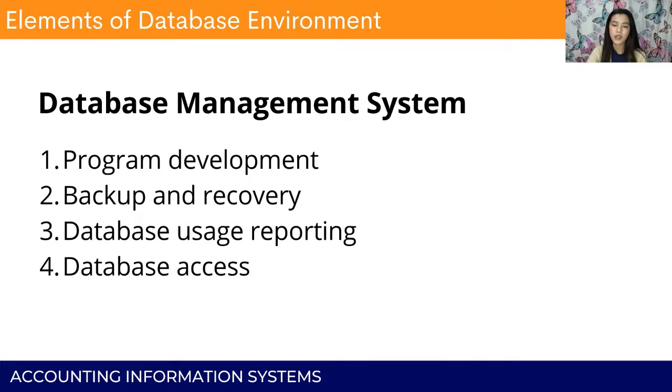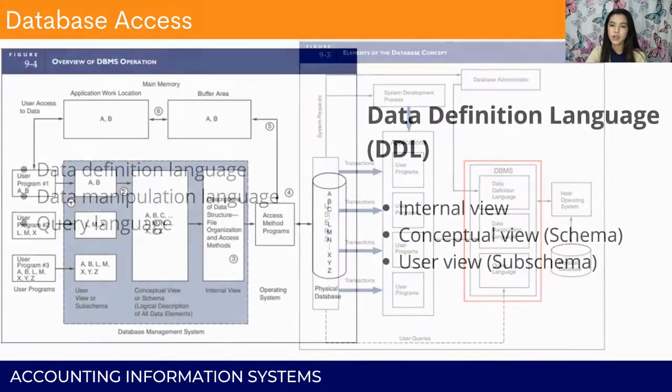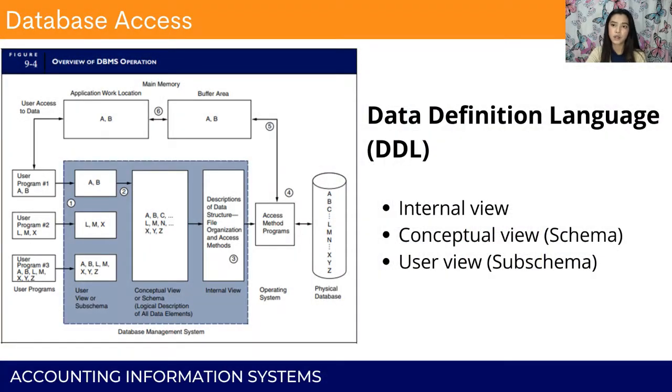Under this, there are 3 software components illustrated in 9-3. Under database access, we have data definition language, data manipulation language, and query language. Data definition language. It is a software language that defines the actual database of the DBMS. It consists of the names and relationships of all data components, records, and directories that comprise the system. DDL specifies the database on 3 different levels, known as views, which can be seen in Figure 9-4.